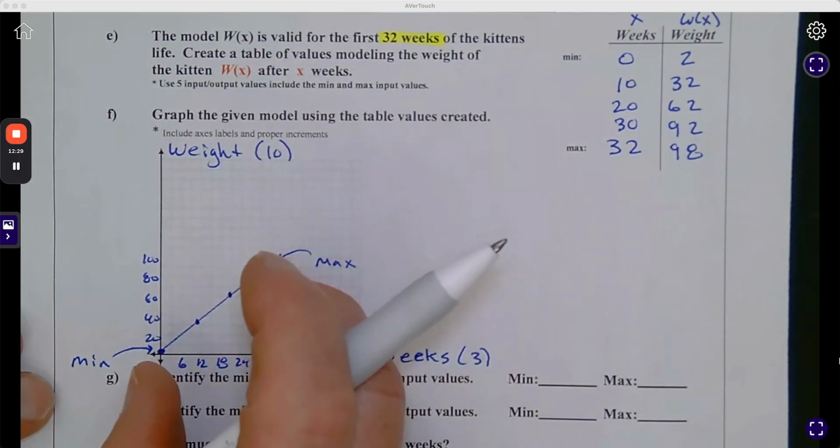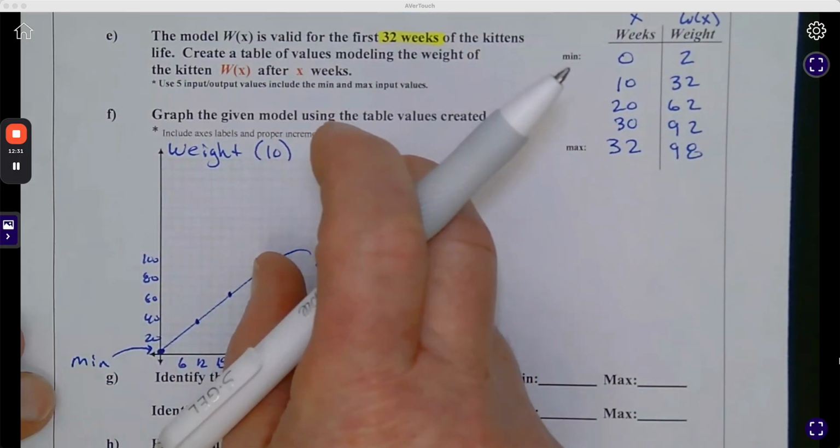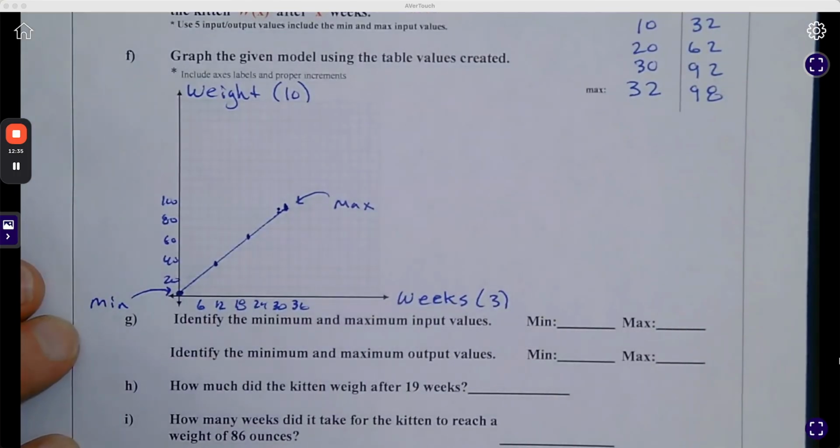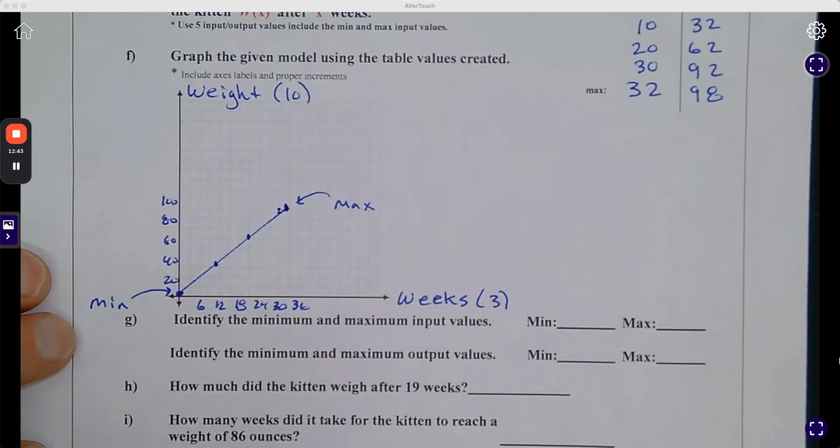Notice my graph ends there because anything past 32 weeks is speculation. It doesn't count in the model. It's called extrapolation. When you try to find numbers outside of the min and max value of a model, that's extrapolating.